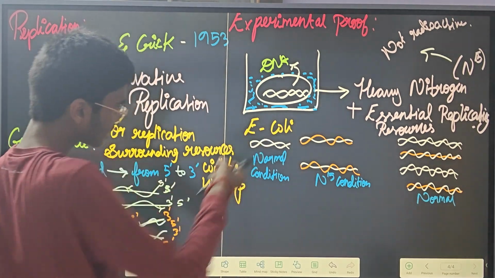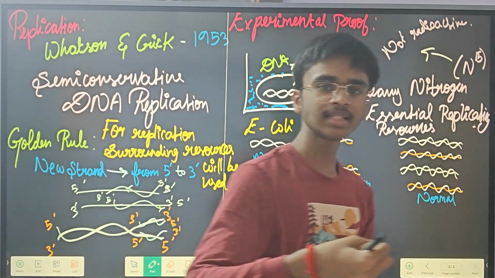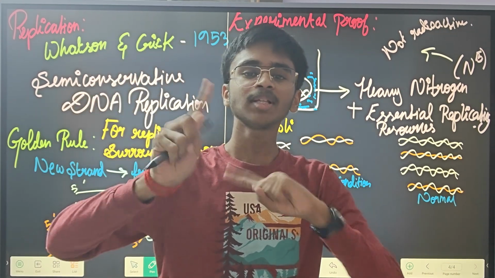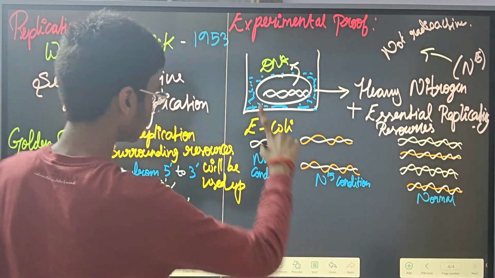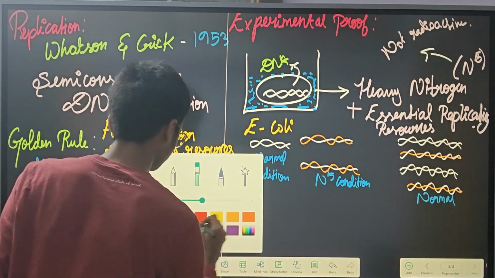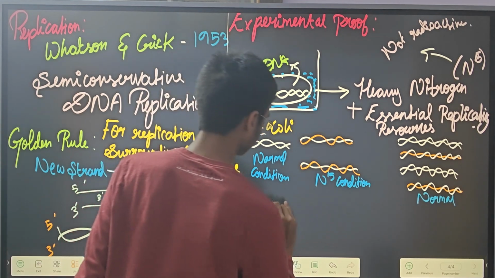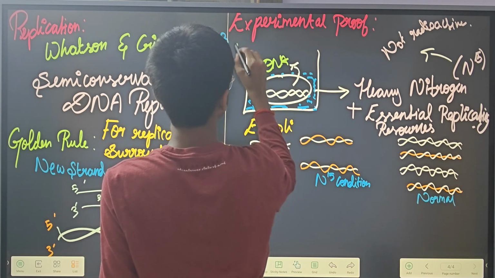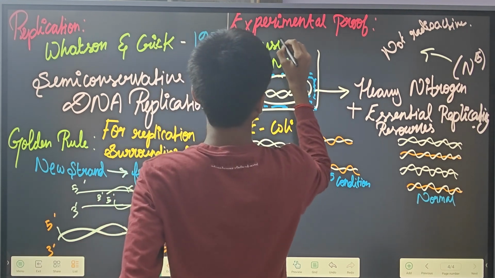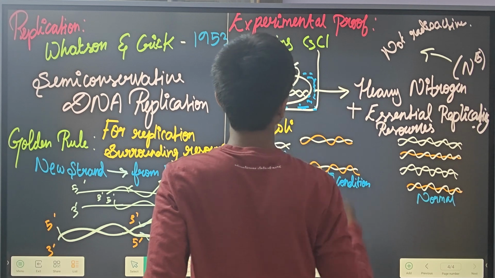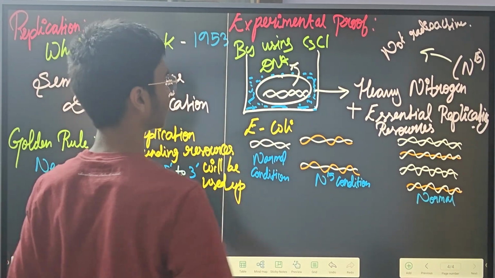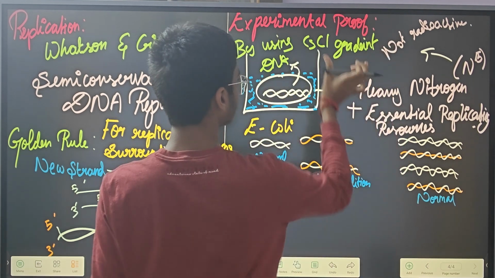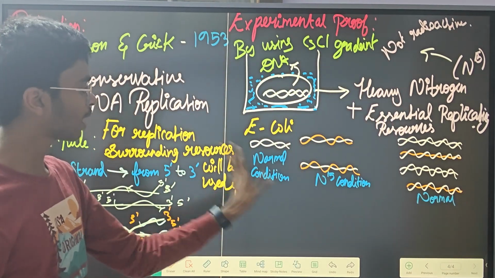So see, this is taken, this is also taken, and this is also taken. Each had been put into three different, not test tubes, centrifuge tubes, and it had been centrifuged thoroughly using CsCl, which is cesium chloride. Here I'm going to draw those centrifuge tubes. They have used CsCl as a gradient, and then they have centrifuged it.